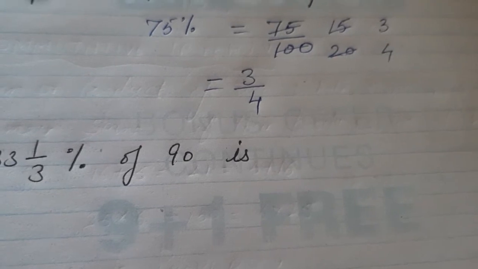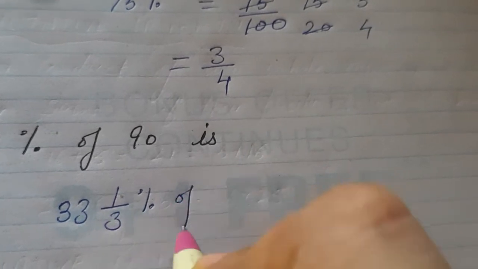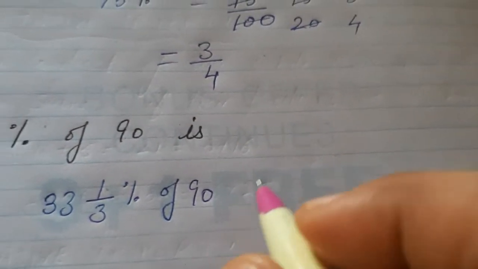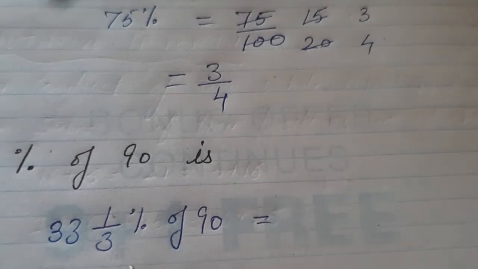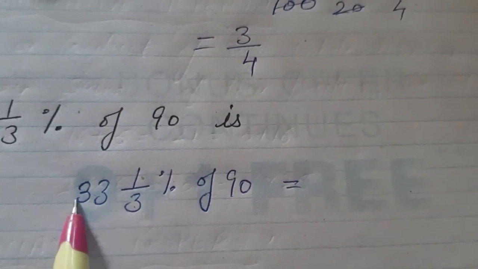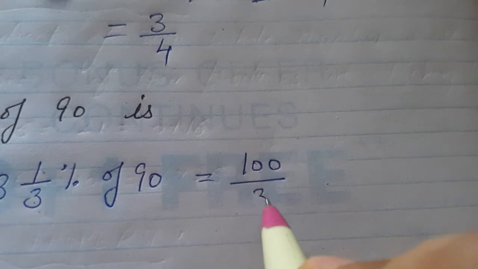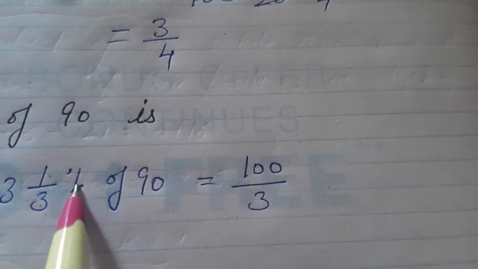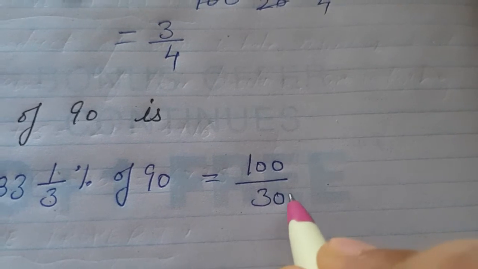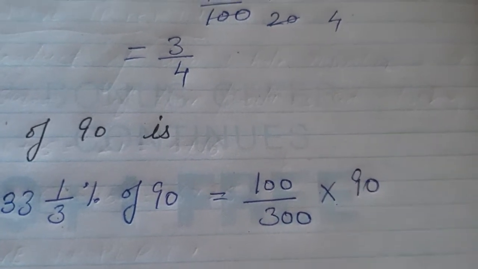Next is 33 and 1 by 3% of 90. So we have to find it out. First of all we will change this number into an improper fraction. 3 3s are 9, 3 3s are 9, so 99. 33 3s are 99 plus 1, that will be 100 by 3%. So we will change the percent also, so it will be divided by 100, so we will write here 300. Of means multiply, and here it will be 90.